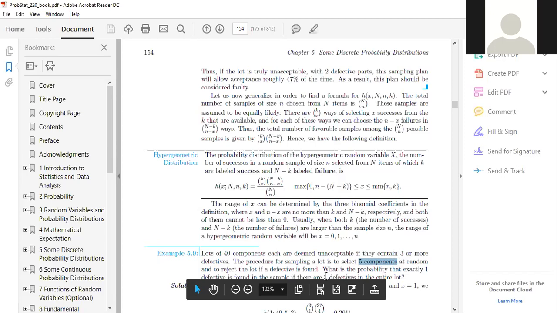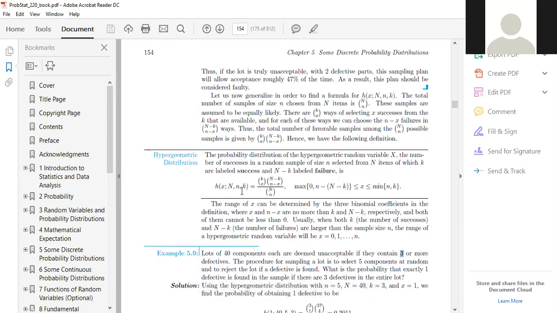So I am going to write x is equal to 1. Based on this example, my capital N equals 40, my small n, you can see over here, is equal to 5, and k is my success rate, that is equal to 3. So if you use this one, let me again share my whiteboard so that you can come to know these things. So let me go to the whiteboard.